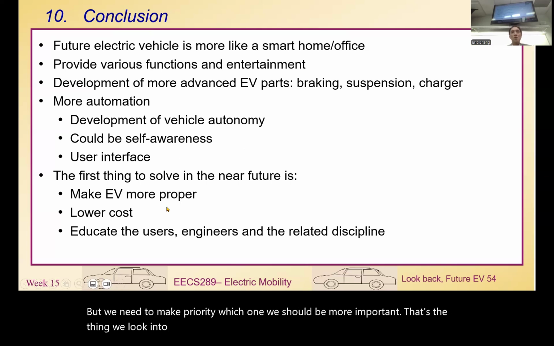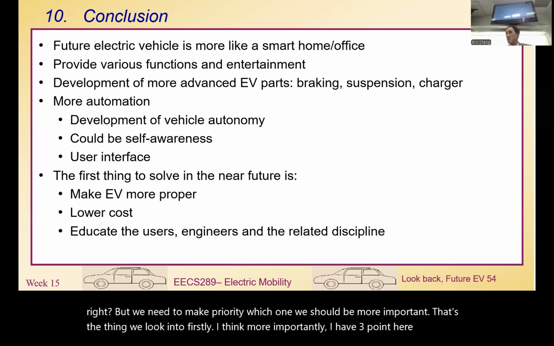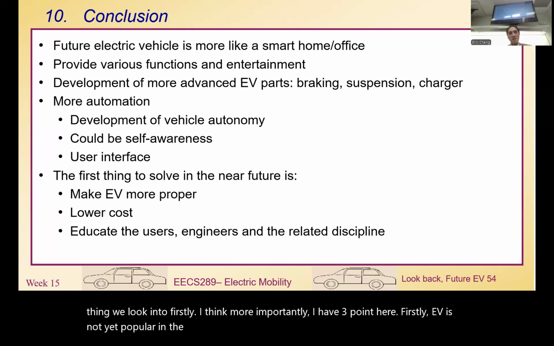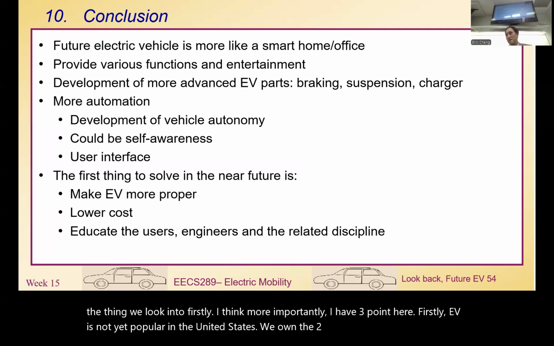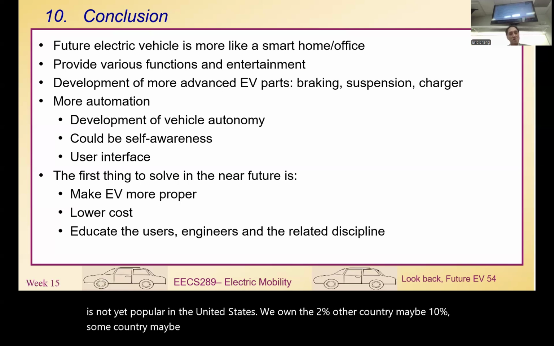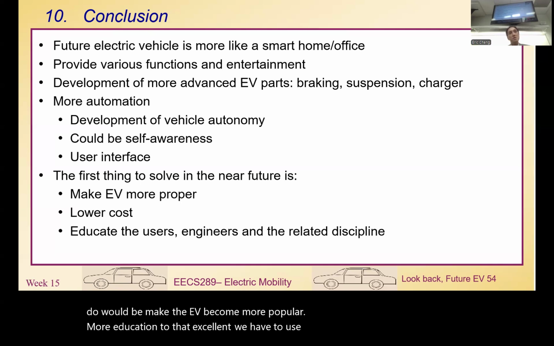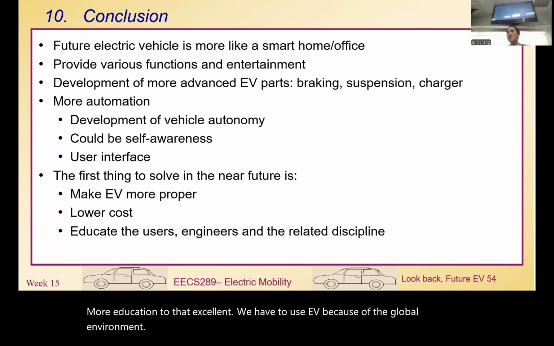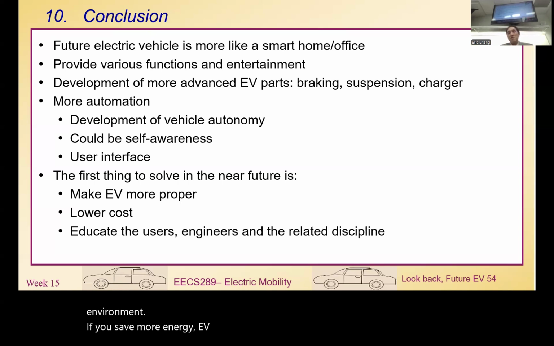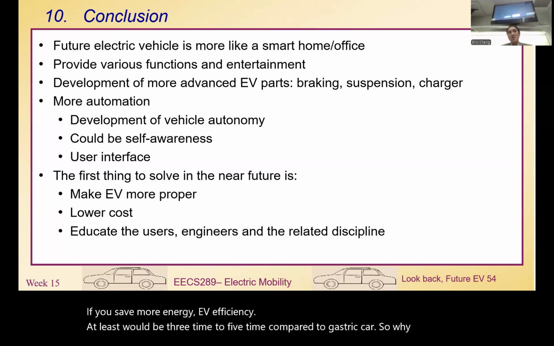Firstly, I think more importantly, I have 3 points here. Firstly, EV is not yet popular. In the United States, it's only 2%. Other countries maybe 10%. Some countries maybe already 50%, right? We are still moving too slow. So the first thing to do would be to make EV become more popular, with more education to tell everyone we have to use EV because of the global environment. We need to save more energy. EV efficiency will be at least 3 times to 5 times compared to a gasoline car. So why not use EV? We can reduce the emission.